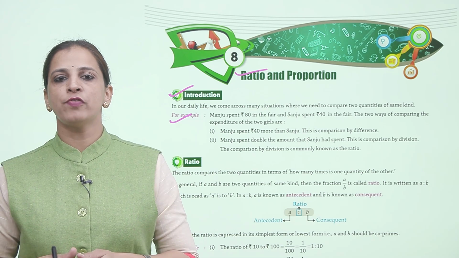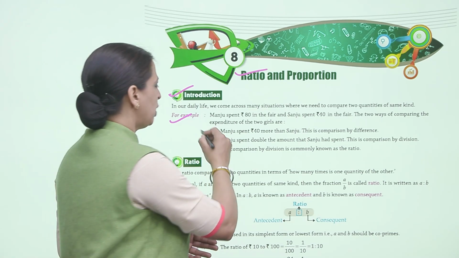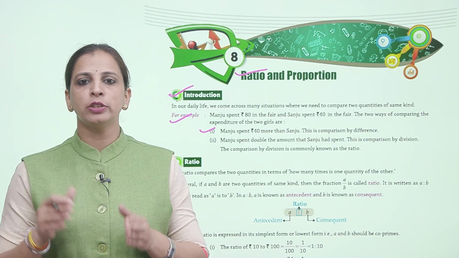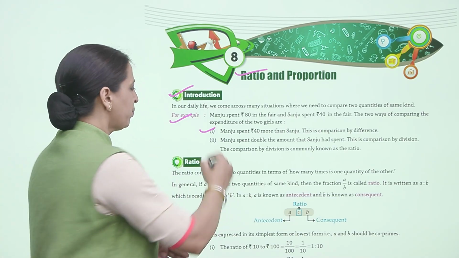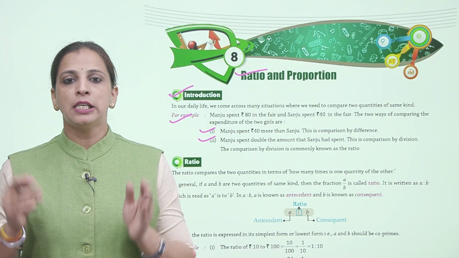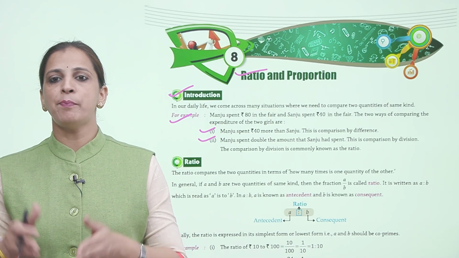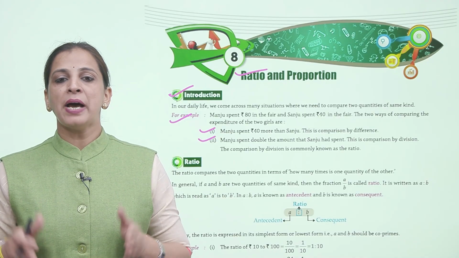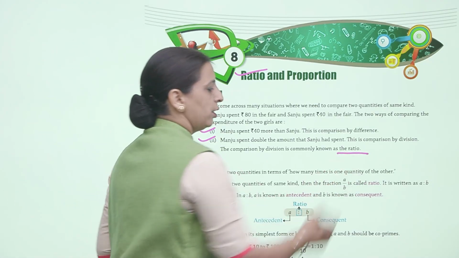The two ways of comparing the expenditure of the two girls are: first, Manju spent rupees 40 more than Sanju. This is comparison by difference. Second, Manju spent double the amount that Sanju had spent. This is comparison by division. The comparison by division is commonly known as the ratio.